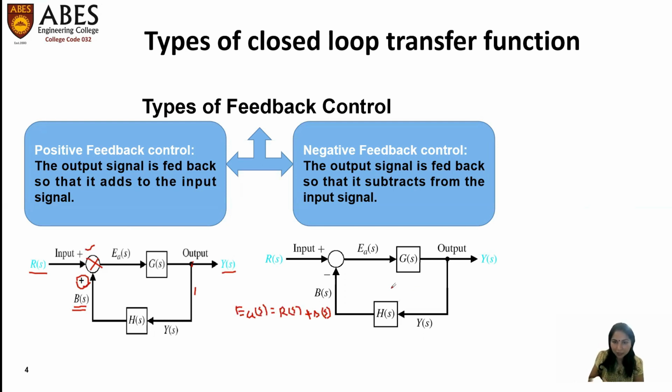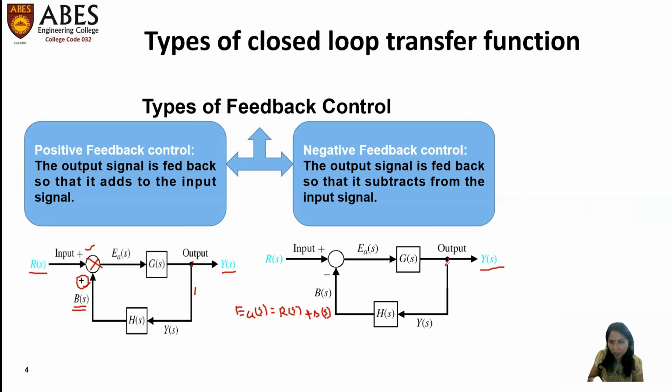Again, everything we have seen here, the same thing we are seeing here also. The input signal is given, which is represented by R(s) with a positive sign. We are feeding this signal to the summation point. Now E_a(s) is the error signal, G(s) is the forward path gain. The output here we are generating is Y(s). Then Y(s) we have taken from here. This point is called the takeoff point.